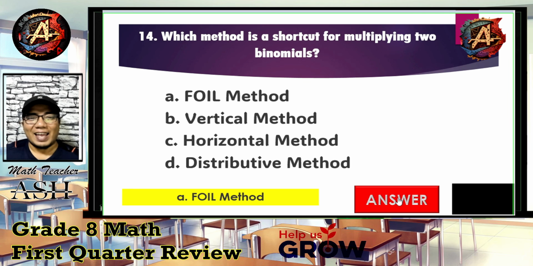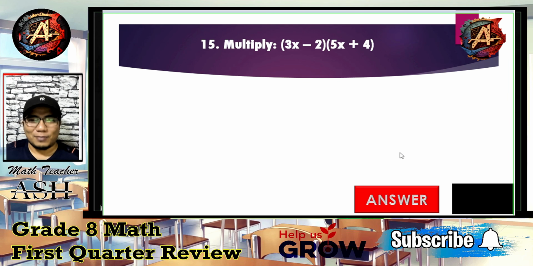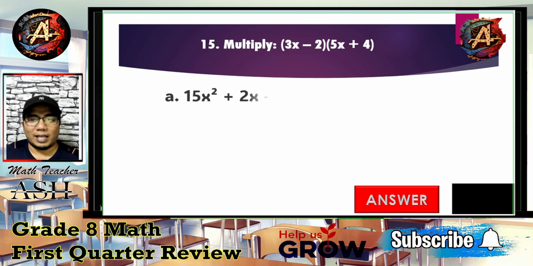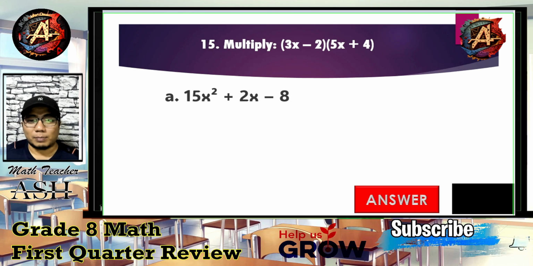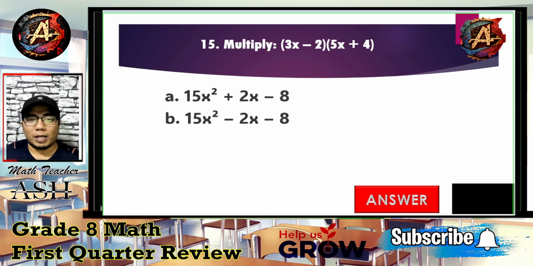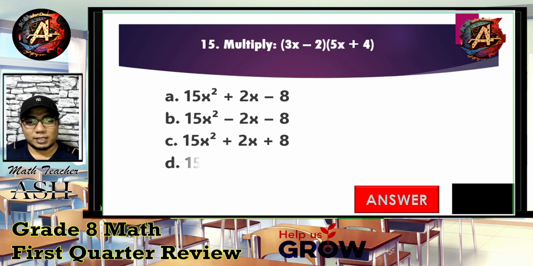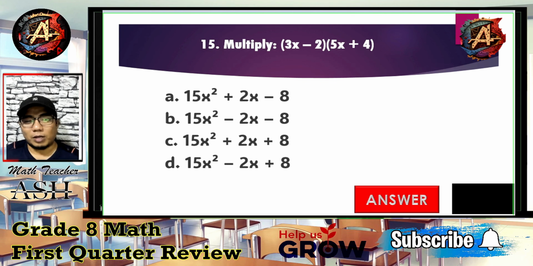All right. Now, let us go to question number 15. Multiply 3x minus 2 times the quantity 5x plus 4. Is it A, 15x squared plus 2x minus 8, B, 15x squared minus 2x minus 8, C, 15x squared plus 2x plus 8, or D, 15x squared minus 2x plus 8? I'll give you 5 seconds to think about your answer.